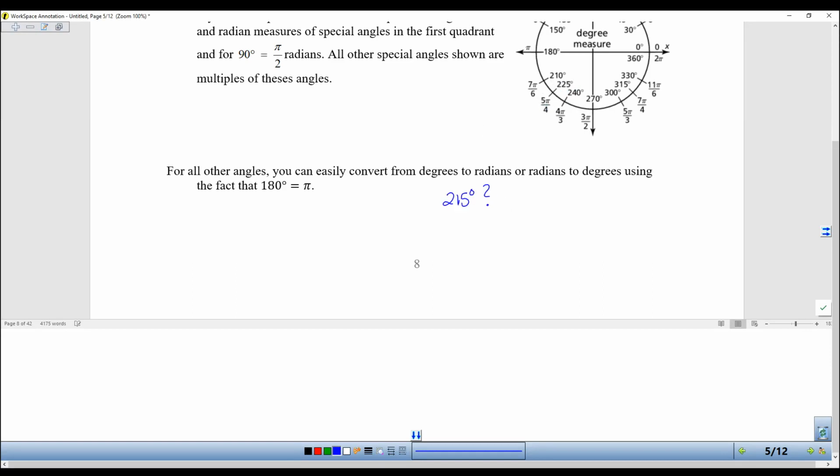That's not on my unit circle. So for anything else, you can easily convert from degrees to radians or radians to degrees using this fact. We call this a conversion factor. You've been using conversion factors for years and you just maybe didn't call them that or didn't know you were doing it.